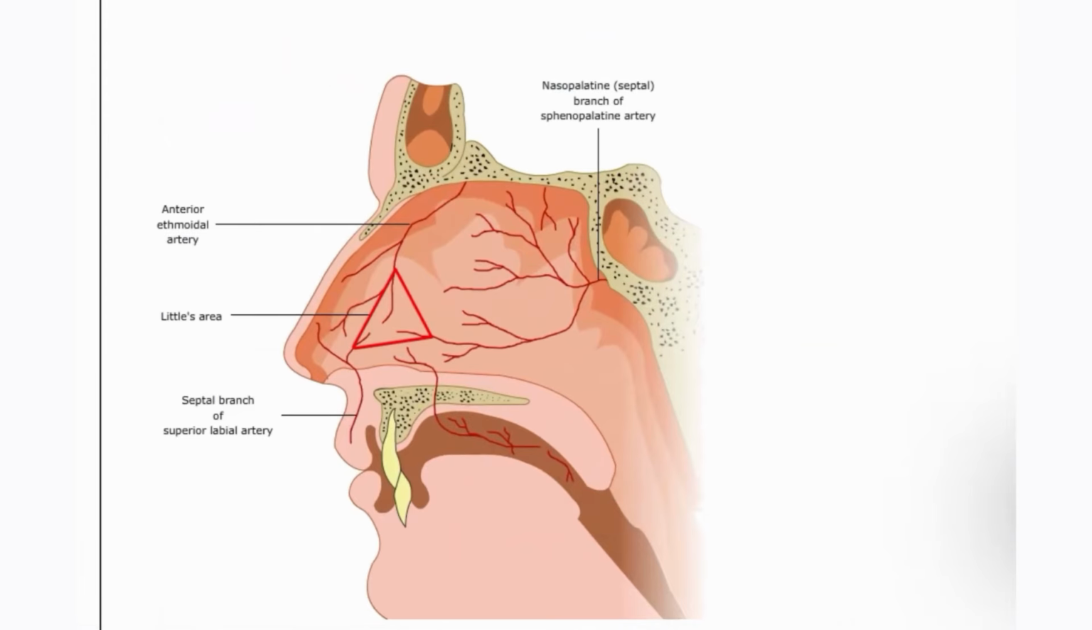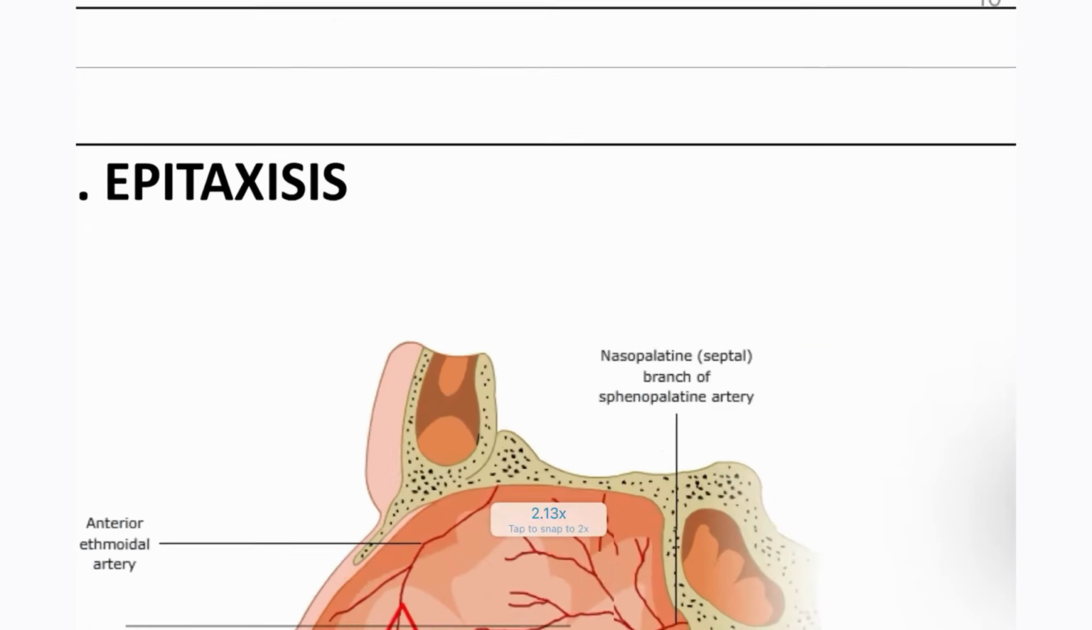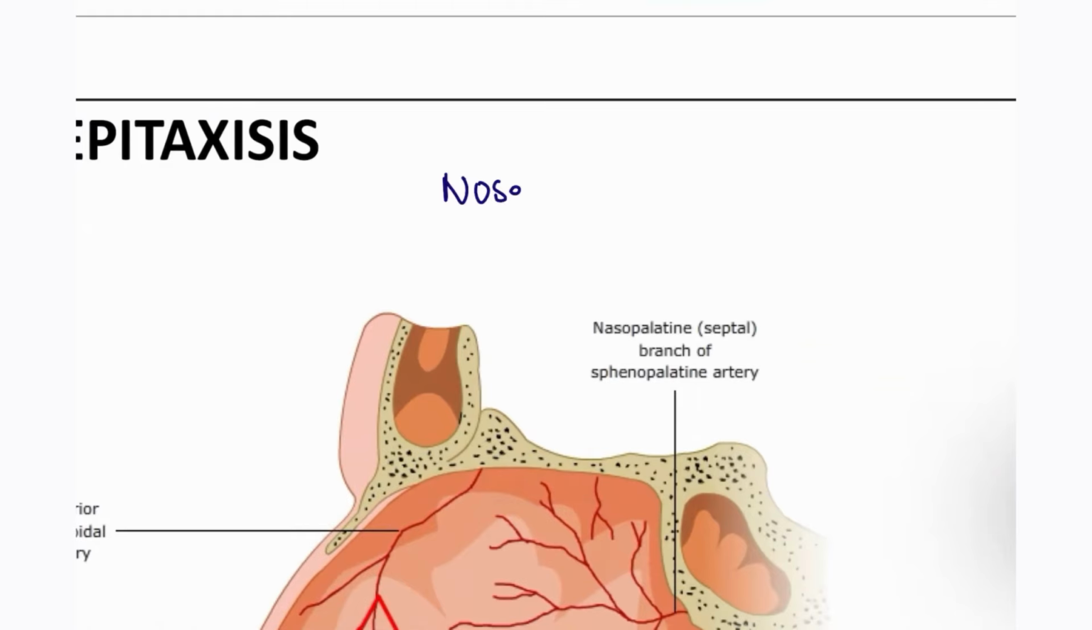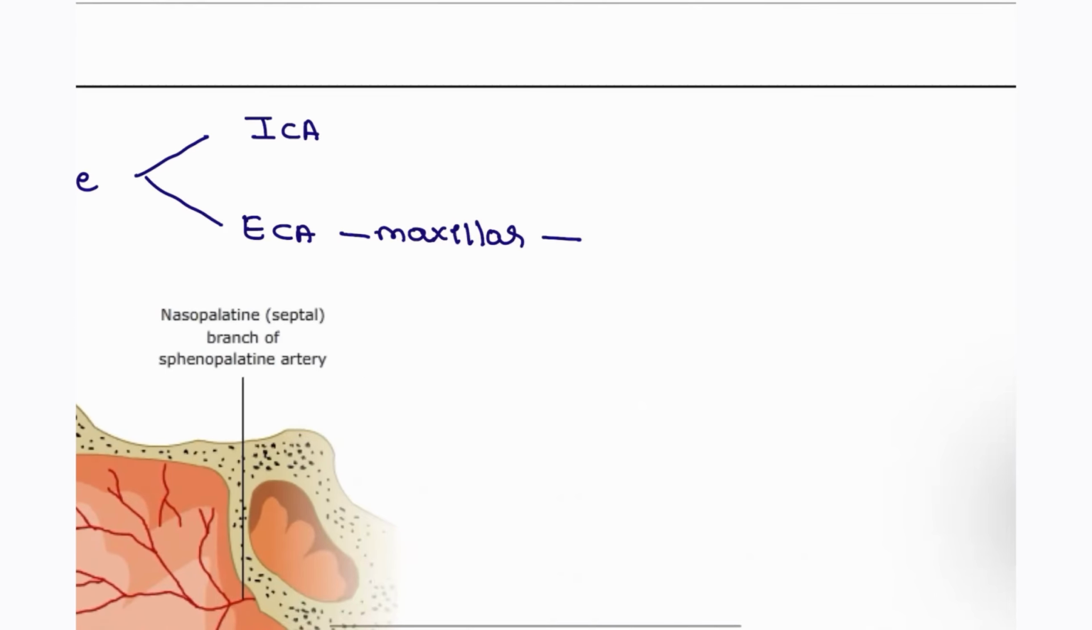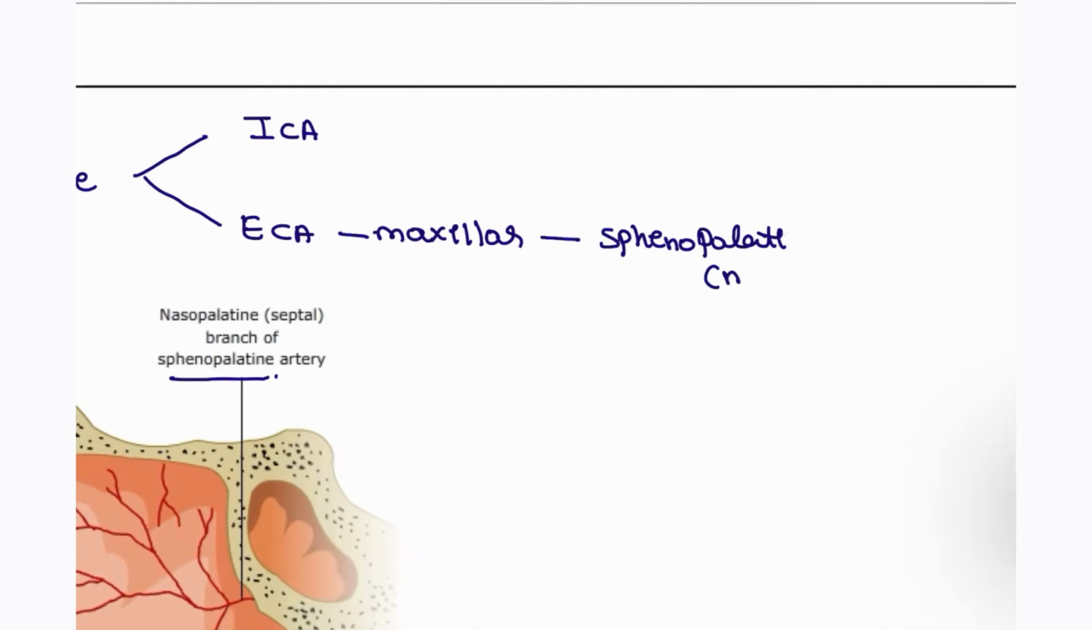Okay, so first, before we understand epistaxis, let's see what the nose arterial supply is. The nose arterial supply comes from the two carotid arteries: one is the internal carotid artery and the other is the external carotid artery. Most of it comes from the external carotid artery, because this one gives the branch to the maxillary artery, and further this maxillary artery gives the branch for the sphenopalatine. So this is the major arterial supply for our nose.